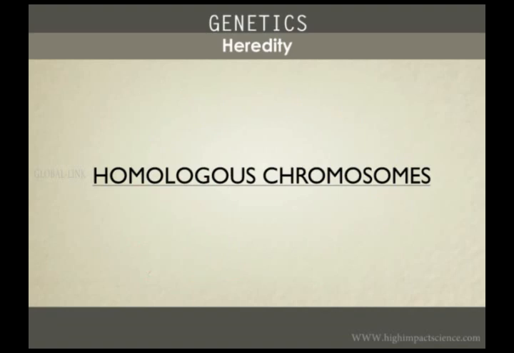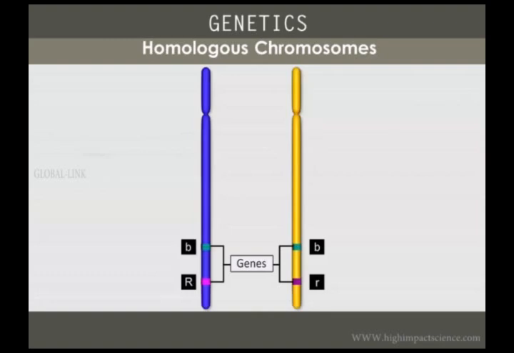We said that in the body of somatic cells, chromosomes exist in pairs called homologous chromosomes. Homologous chromosomes are similar but not necessarily identical. Consider, for example, these pairs of homologous chromosomes in the cells of an insect. As you can see, they are of the same size and each has two genes on the same positions.